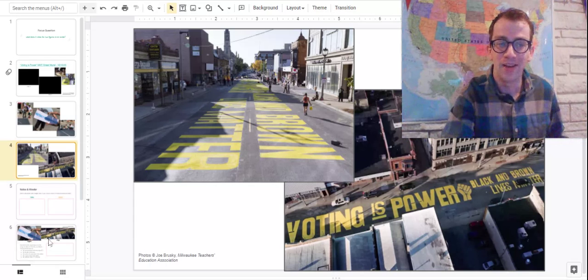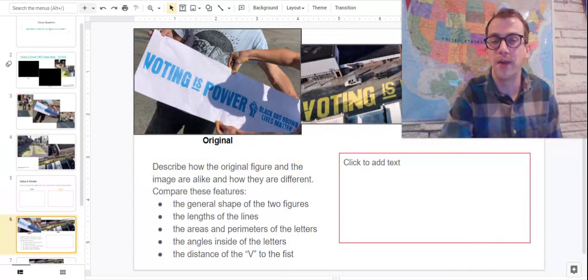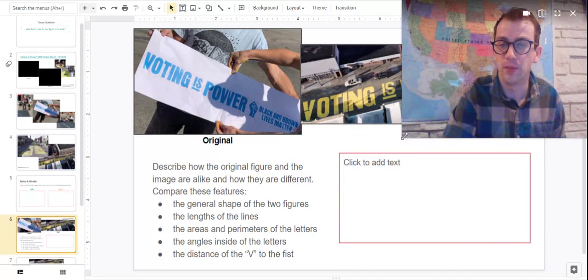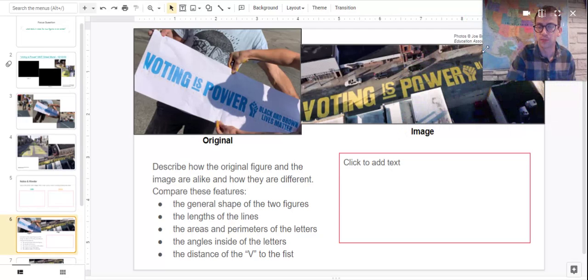Now, if we compare the original plan to the mural that's painted all the way down the street, then we're going to begin to understand what it means if these two images are similar to each other. And in class, I'm asking you to focus on a couple of key aspects when we're talking about similarity. I'm asking you to compare and contrast. What do you notice about the general shape of the two figures between the original and the mural drawn? How do the general shapes compare to each other? Are they completely different? Do they look nothing alike? Or are the shapes really similar, basically the same thing?